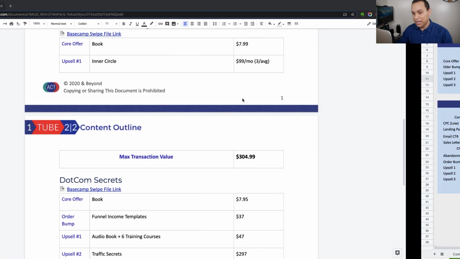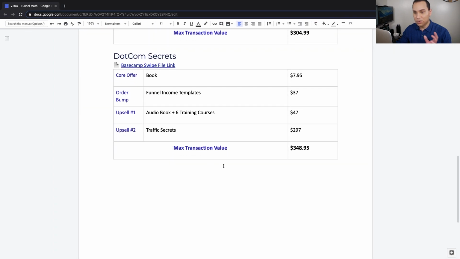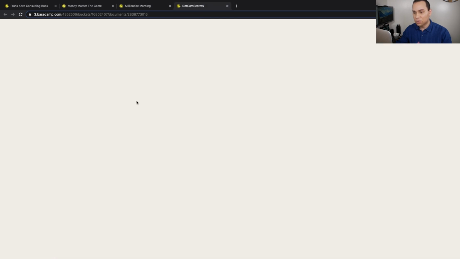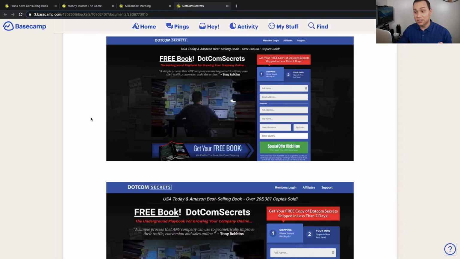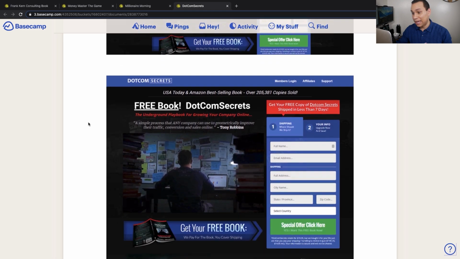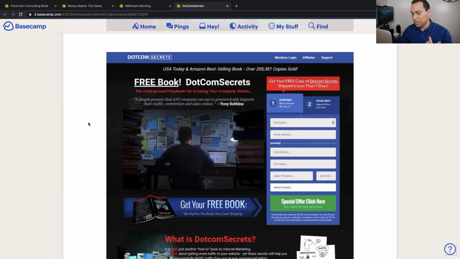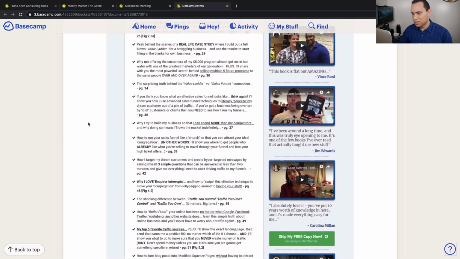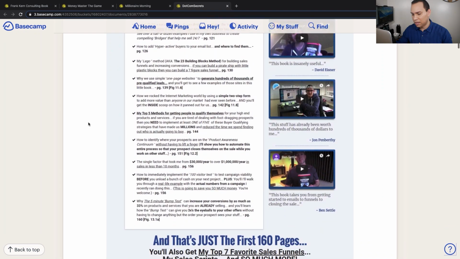So we'll go ahead and go through this last one here. This is going to be from the funnel hacker himself, Russell Brunson. So this is his original .com Secrets book. As a disclaimer, I actually did purchase this book and I thought it was really, really good. I don't remember when the book came out, but it was years ago. And I think I was still a financial consultant when I purchased this.